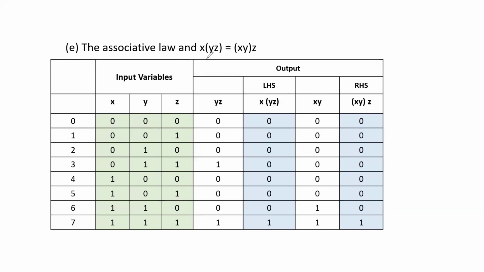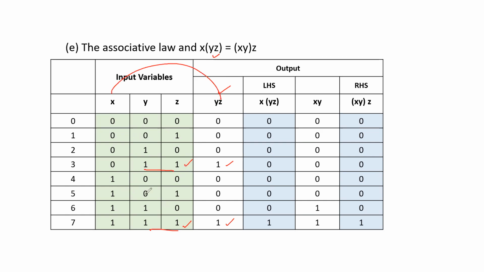This is the second associative law, x of yz equal to xy of z. So first we should finish the yz part. Later it should be ANDed with the x for LHS part. So yz. Yz means ANDing. ANDing means when both inputs are 1, then only the output is 1. In these two cases we have both 1s. So the output is 1. Now x is ANDed with the yz. So x and yz only we have to consider.